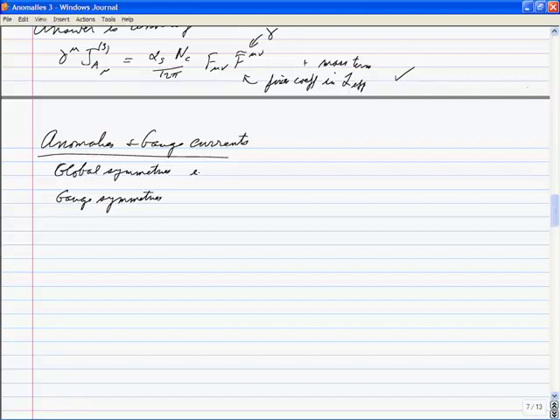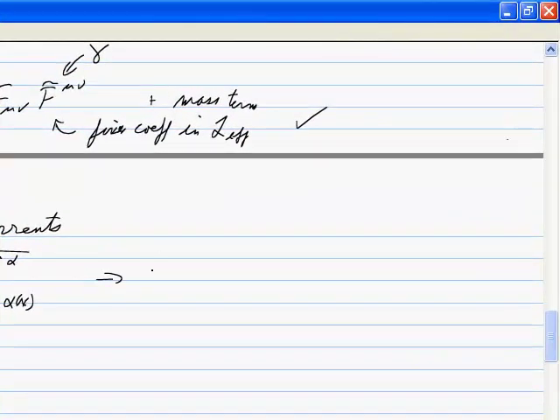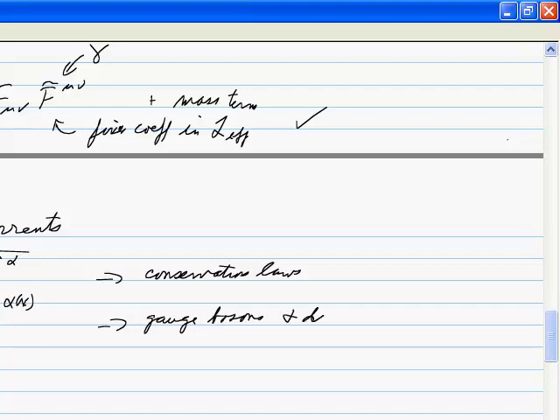So global symmetries, of course, are just things like e to the i alpha, where alpha is a constant. Gauge symmetries are e to the i, some local variation, so the phase in the transformation depends on positions. The first one leads to conservation laws. The second one, of course, requires gauge bosons and dynamics.